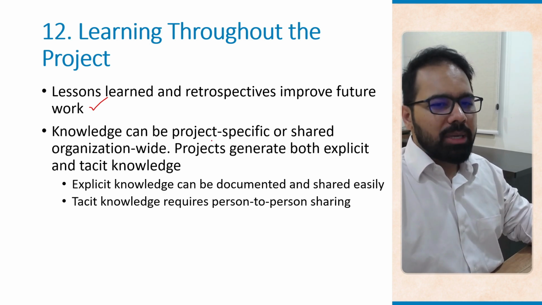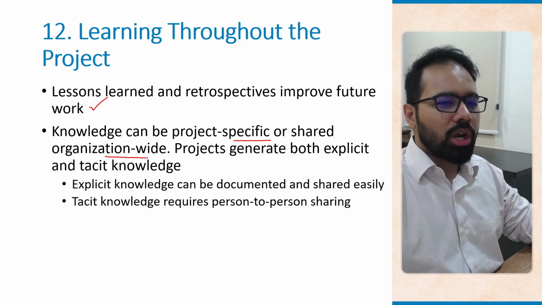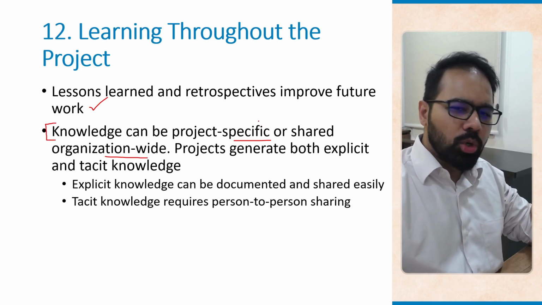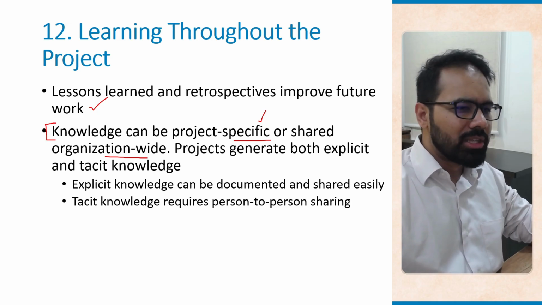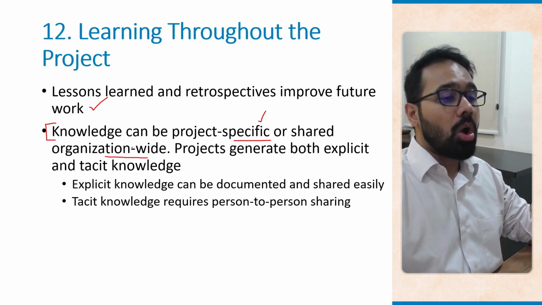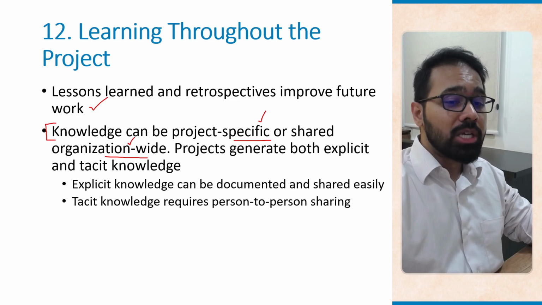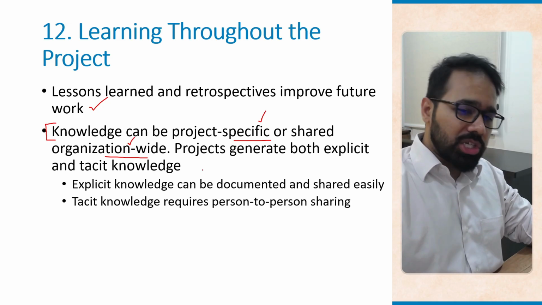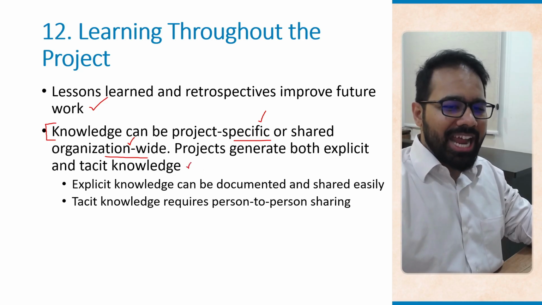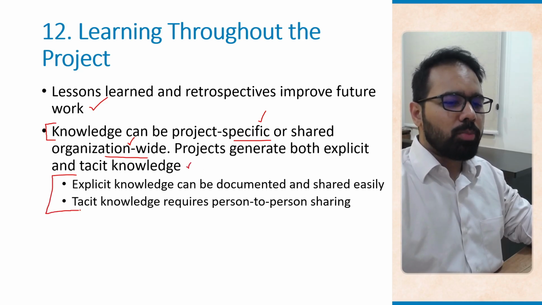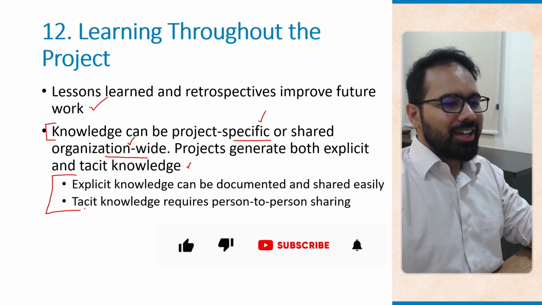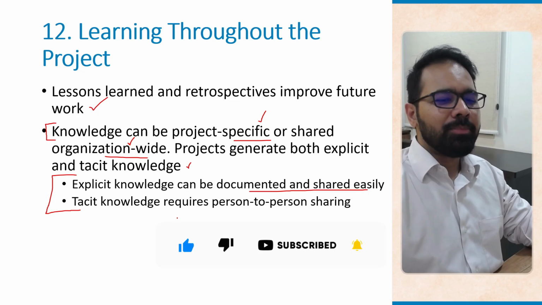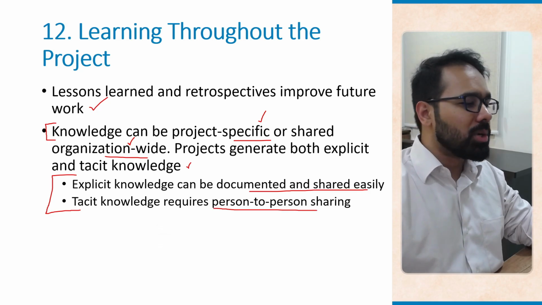Now, knowledge can be project specific or shared organization wide. Whatever knowledge is generated as part of your project could be project specific, with nothing to do with the rest of the projects in your organization, or it could be knowledge that can be shared with the rest of the organization because they might also find it useful. Now, projects are going to generate both explicit and tacit knowledge. We talked about both of these in the key definitions as well. Explicit knowledge can be documented and shared easily. Tacit knowledge requires person-to-person sharing.